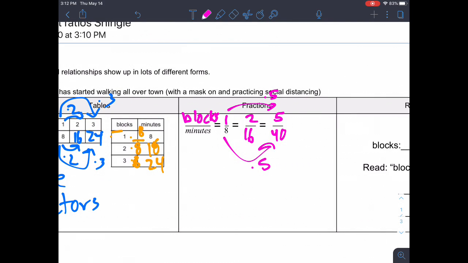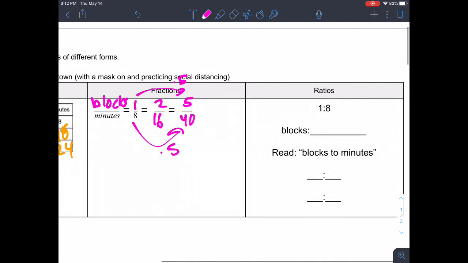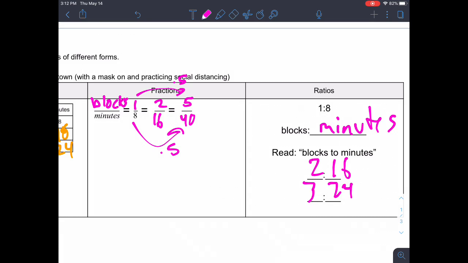And then we can write those same things as ratios. 1 to 8, we're talking about blocks to minutes. Oh, that S doesn't look like an S. So we read that blocks to minutes. So again, we could say if it's 2 to 8, then it's also 2 to 16, or 3 to 24, or you could come up with different pairs of numbers that fit our original ratio of 1 to 8.